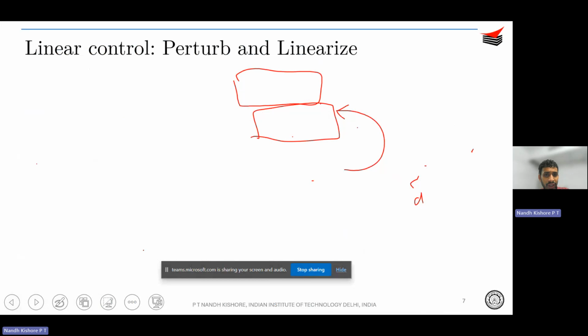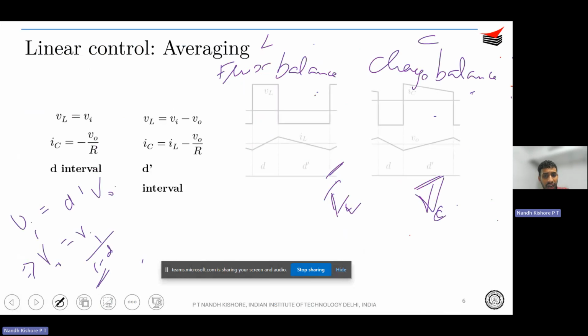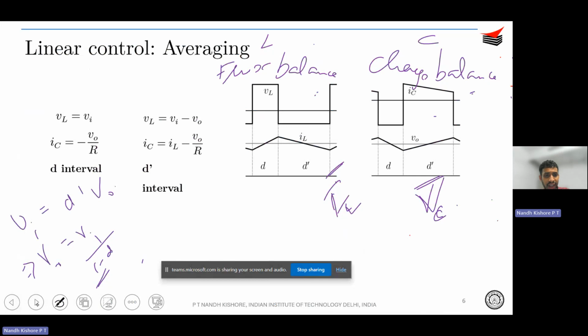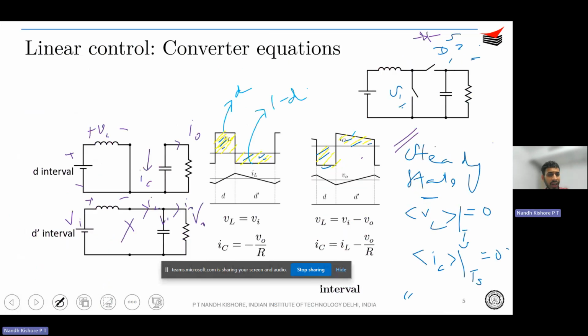We started off with basic converter modeling. We tried to understand how the converter behaves in the D interval and D dash interval, right? So we drew the equivalent circuit for that, and we modeled the state variables VL and IC during the D period and D dash period.